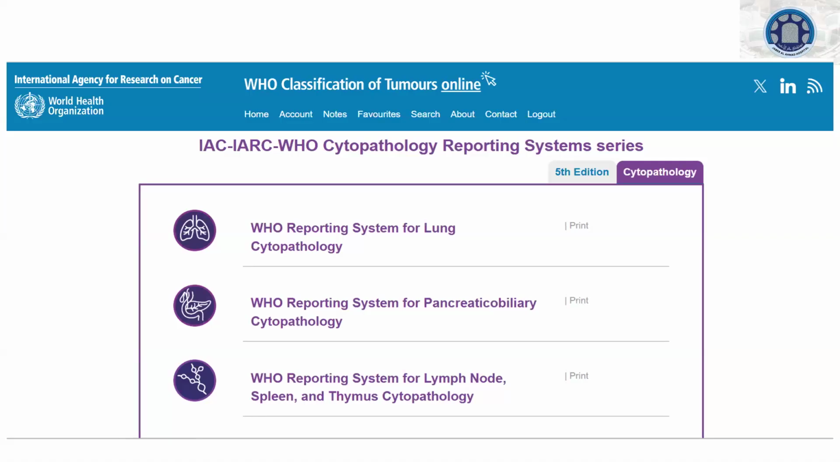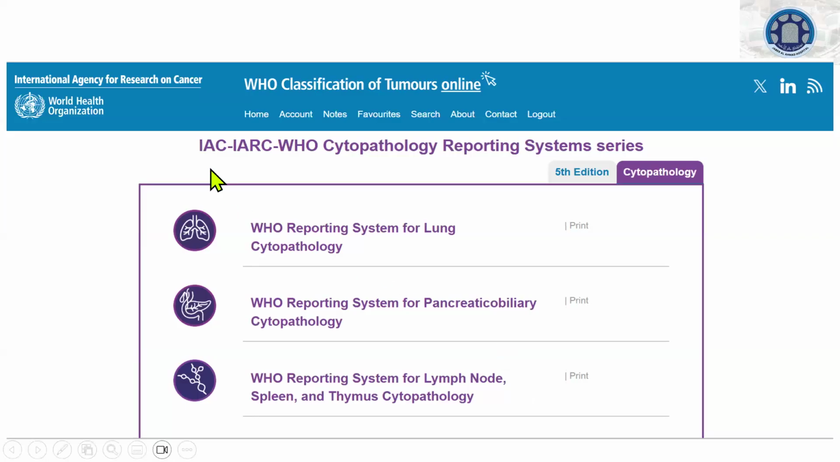So now they have woken up and they have created this aligned system of cytopathology, and this is the screenshot from the WHO Blue Book online. You can see that they have the histology here and cytology here. So it is available. If you buy the online WHO Blue Book, the cytopathology classification is available there. So the first one which came was lung, followed by pancreato-biliary, then lymph nodes, spleen, and thymus. And I think soft tissue will come very soon.